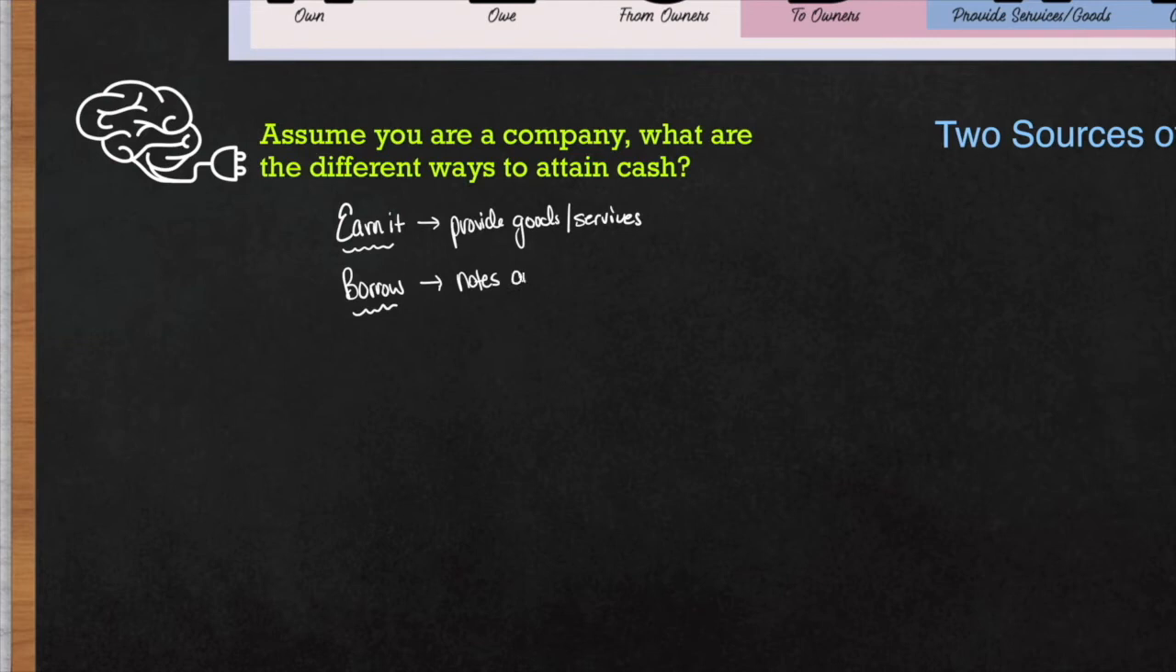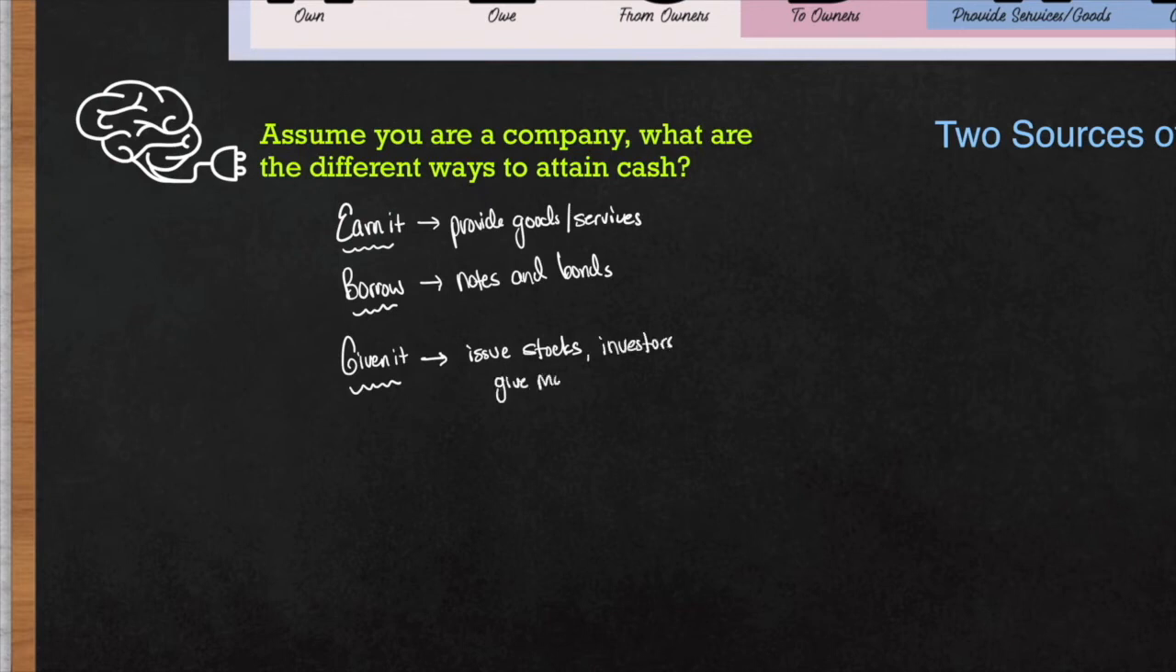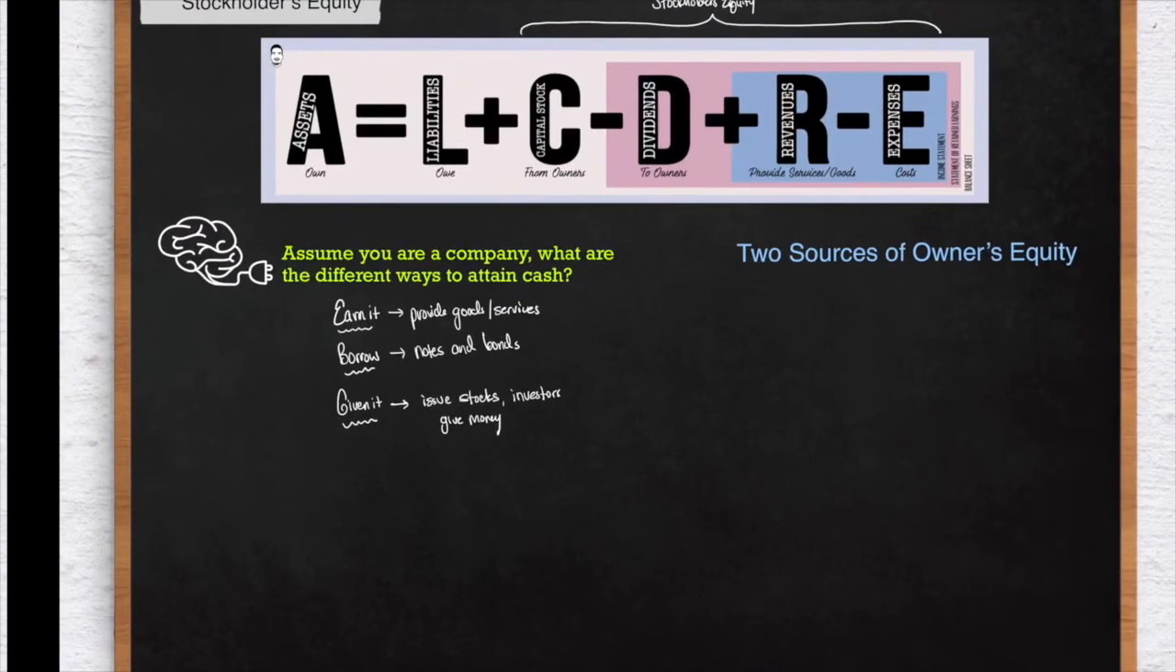So again, notes and bonds. The difference between the two is you take the note out at the bank, for example, and bonds are money lent to you from investors. And the third way is given. So you're given cash. And who would give a corporation, a company, cash? Well, investors will. The company just needs to issue stocks, and in return they will get money.